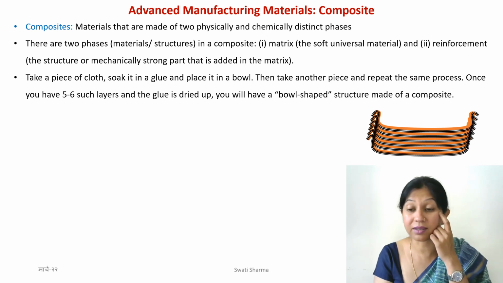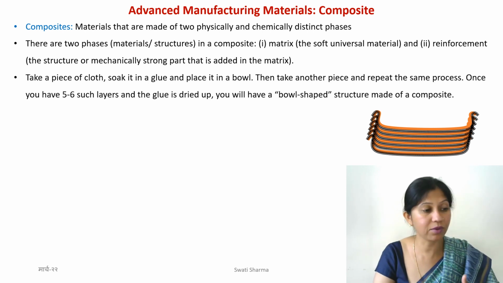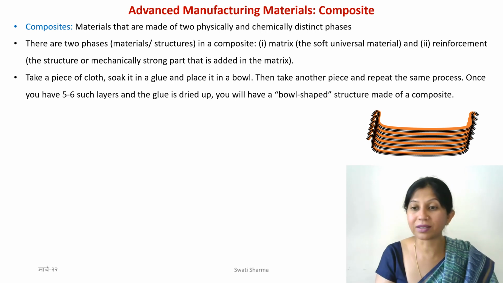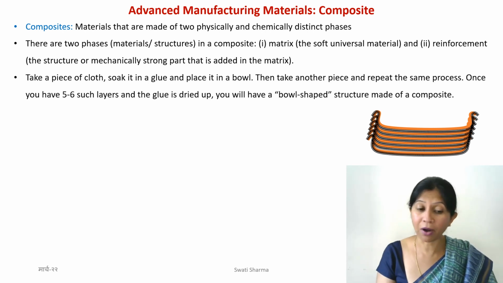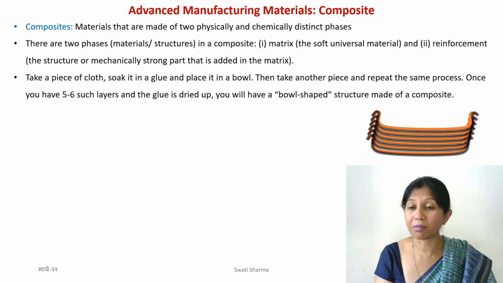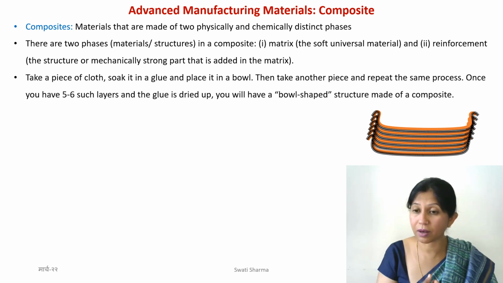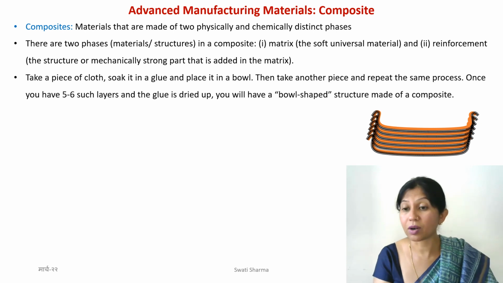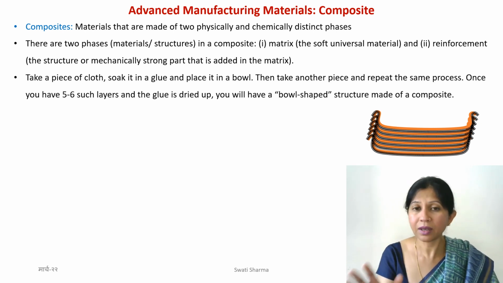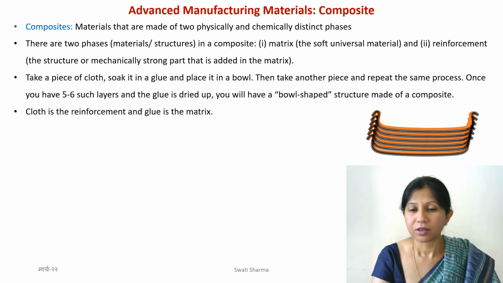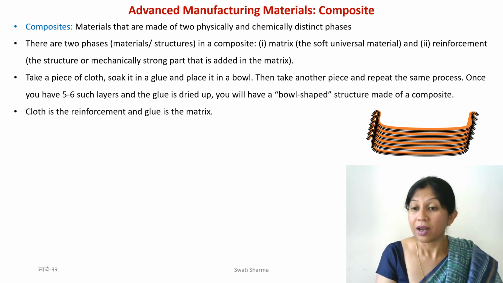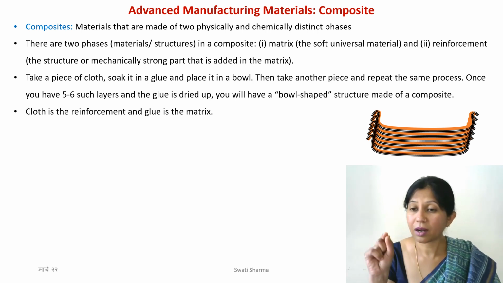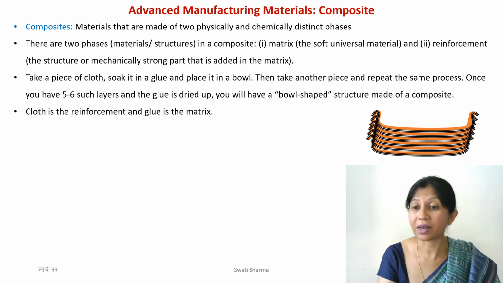So if I have done this in a bowl, or instead of a bowl I have taken a mug, or I have taken some very complex structure, all of them can be, we can make composite structures, and we can give different shapes. So that is why they are called materials, but you can also call them structures. This is the very definition. Okay, so this is something you can do at home. Now, the important part is here: cloth is your reinforcement and glue is your matrix.